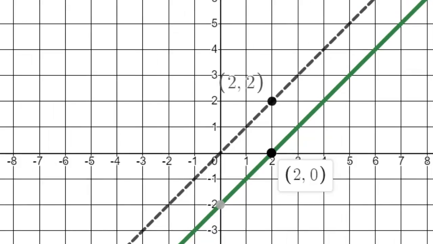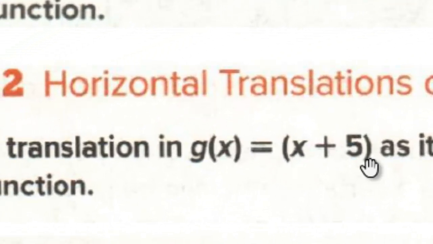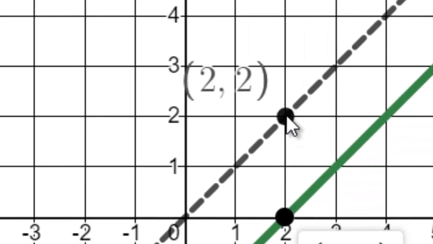So minus 2. If I go look at the other one, the horizontal translation was plus 5. Now remember, this is always the opposite, so it was like it was taking away 5 from the x. So this point right here should move 5 units to the left. So 1, 2, 3, 4, 5 units to the left. So that point should appear over here.